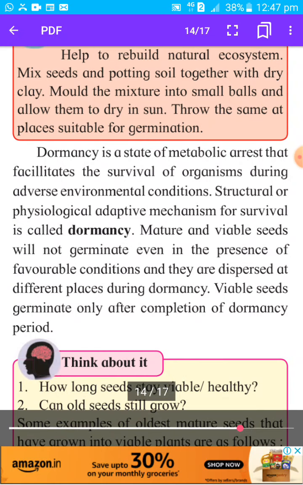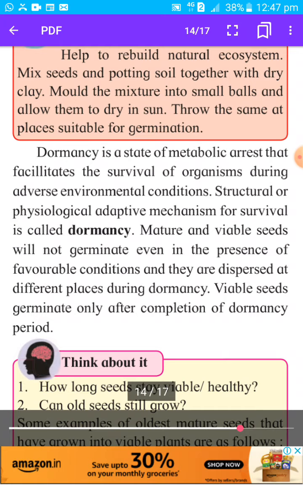So what is the meaning of this sentence? When the conditions are not suitable, they are adverse, at that time there is a metabolic arrest. Metabolism means physiological processes like digestion and respiration, all these together are called metabolism. So there is a metabolic arrest, meaning these physiological processes stop for some time. Though the organism is living, it is not dead, the metabolic process stops for some time. That facilitates, that is, helps the survival of the organism.